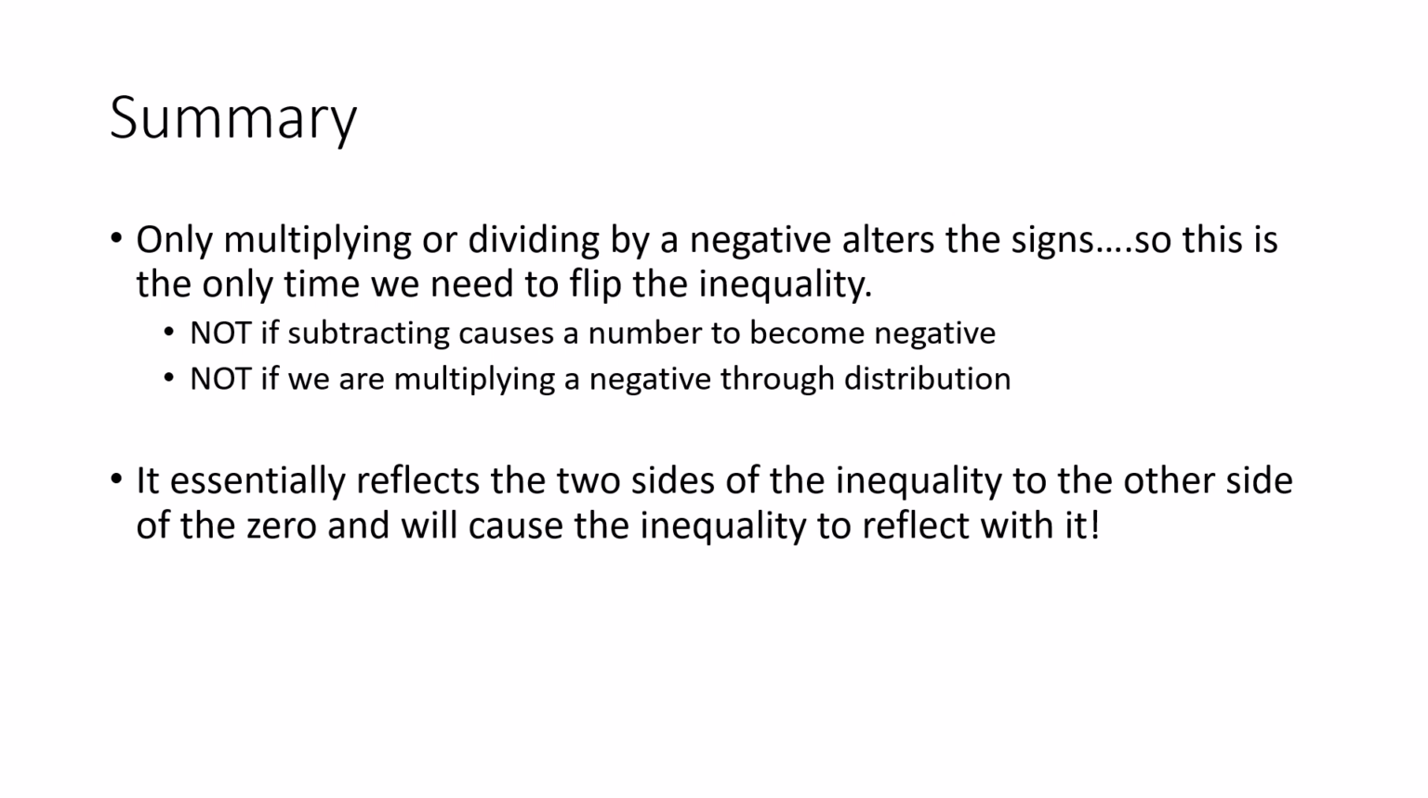You do not flip the inequality if you are multiplying a negative through on the distribution. And that was a student once that saw something like this, okay? And I distributed, and the student said, you were supposed to flip the inequality. And I'm looking at the student, I said, why? And they said, because you multiplied by a negative. And so it's really only when you are multiplying or dividing both sides, because this procedure that I did right here did not reflect anything.